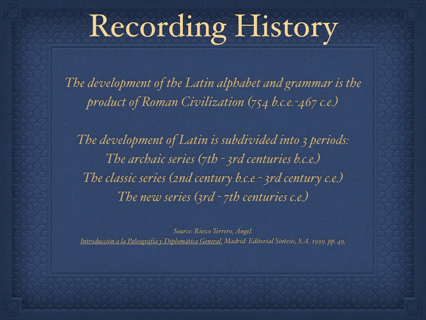Recording history begins with thinking about alphabets, and the development of the Latin alphabet and grammar is a product of Roman civilization, beginning as early as 754 BCE, before the Common Era, to 467 during the Common Era. The development of Latin is subdivided into three periods: the Archaic series, the Classic series, and the New series. This is just a little bit of background about the origins of the alphabet that we use in the Western world.